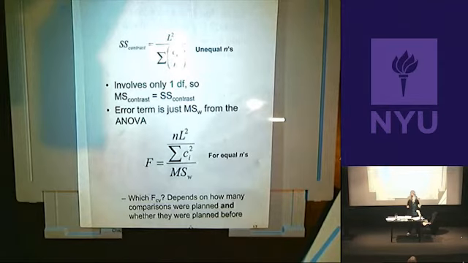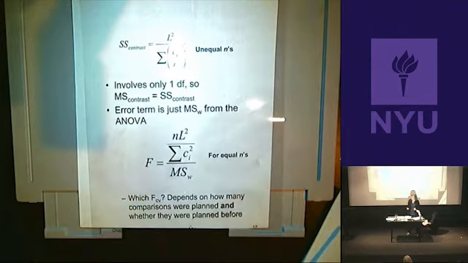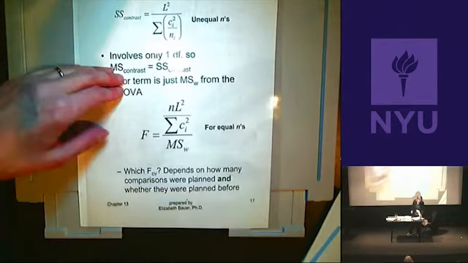So if that's the case, how many degrees of freedom would I have? I would just have one. I'd have 1 degree of freedom. If I have only 1 degree of freedom, that means that my SS contrast is equal to my MS contrast, right? Because SS contrast divided by the 1 degree of freedom equals my MS contrast. It's the same thing. MS contrast equals SS contrast.